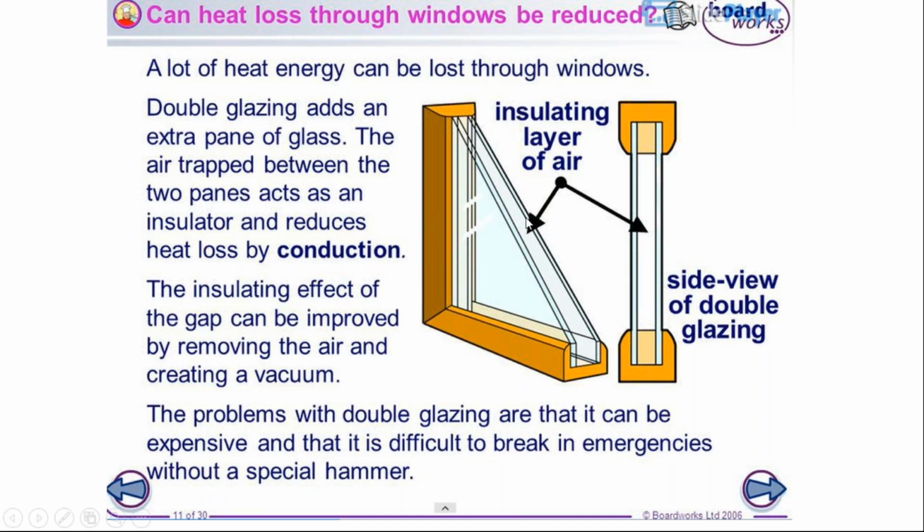So in some cases, this air is sucked out, creating a vacuum inside. A problem with double glazing is that in case of emergency, it's difficult for people to break these glasses, and that's why they should use a special hammer.